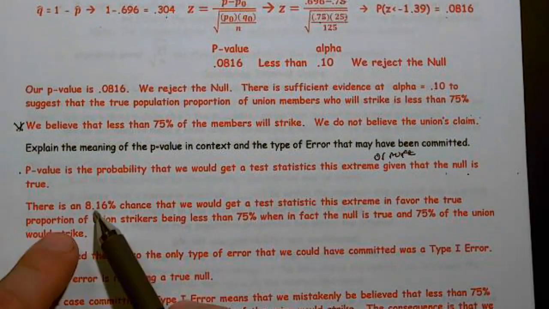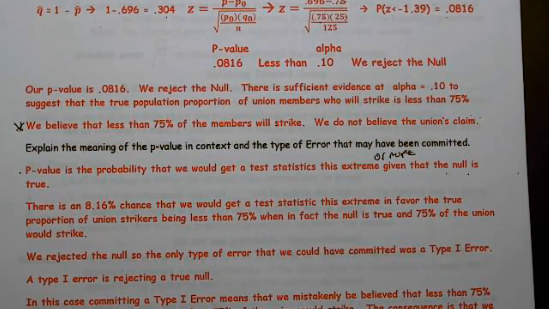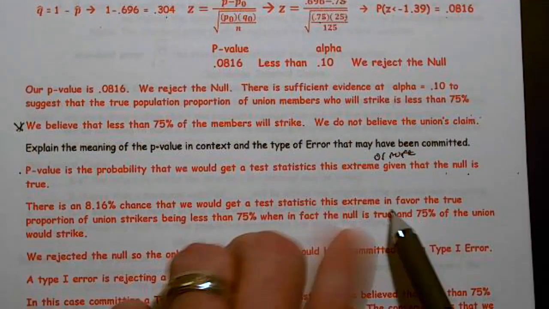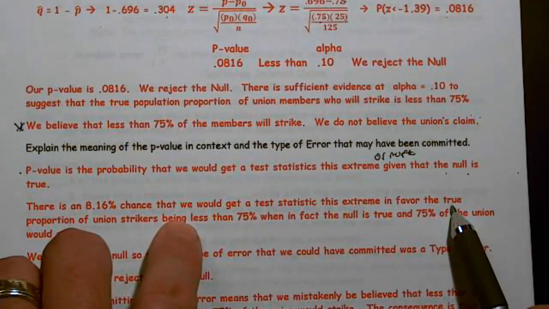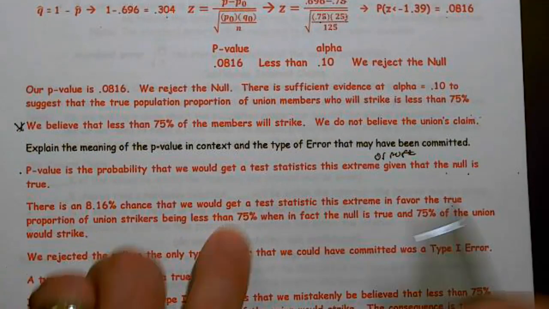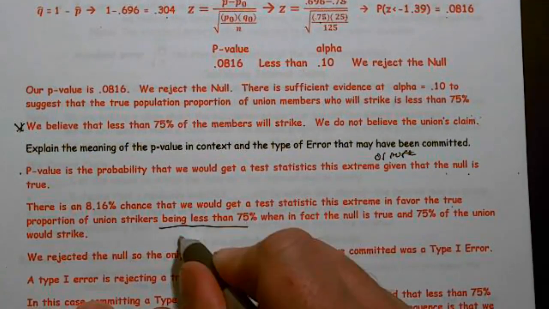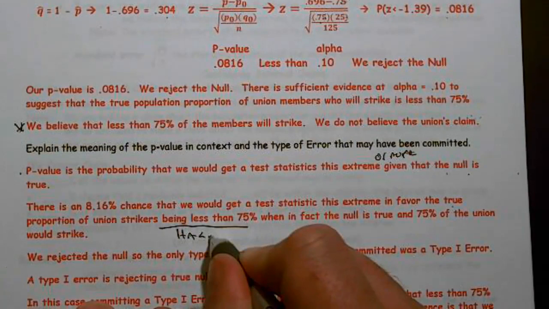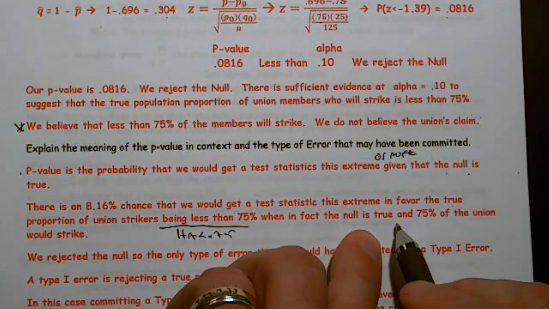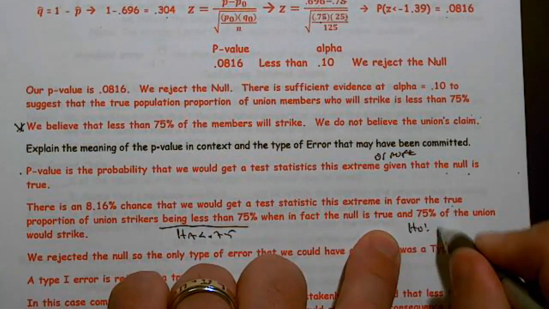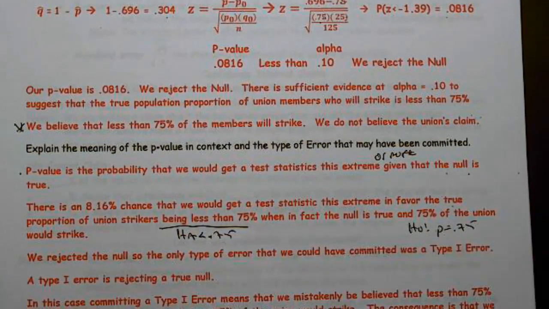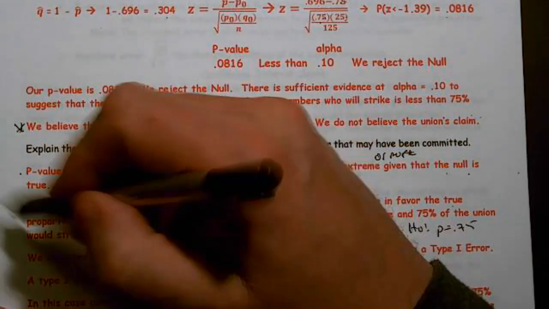So in this case, there was an 8.16% chance, if you want to say there's a 0.0816 probability, that we get a test statistic this extreme or more in favor of the true proportion of union strikers being less than 75%. Where did this come from? What was our alternative? HA, less than 0.75, when in fact the null is true and H0, p equals 0.75. 75% of the union workers would strike. Okay, so that takes care of the p-value part of this.